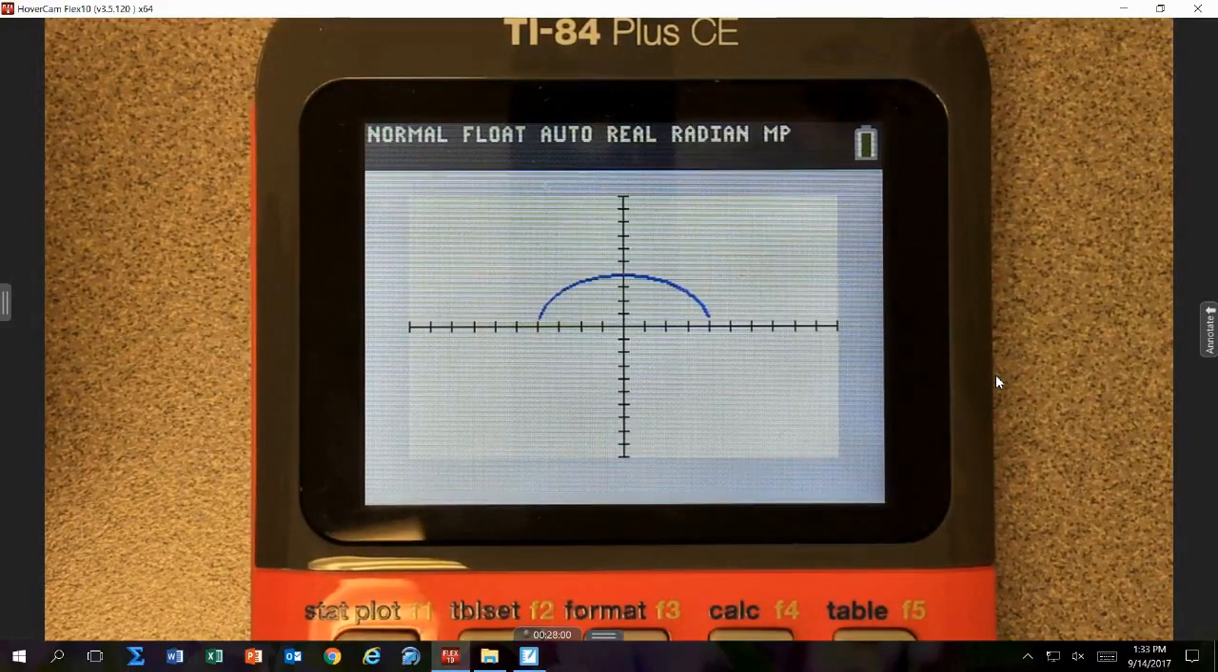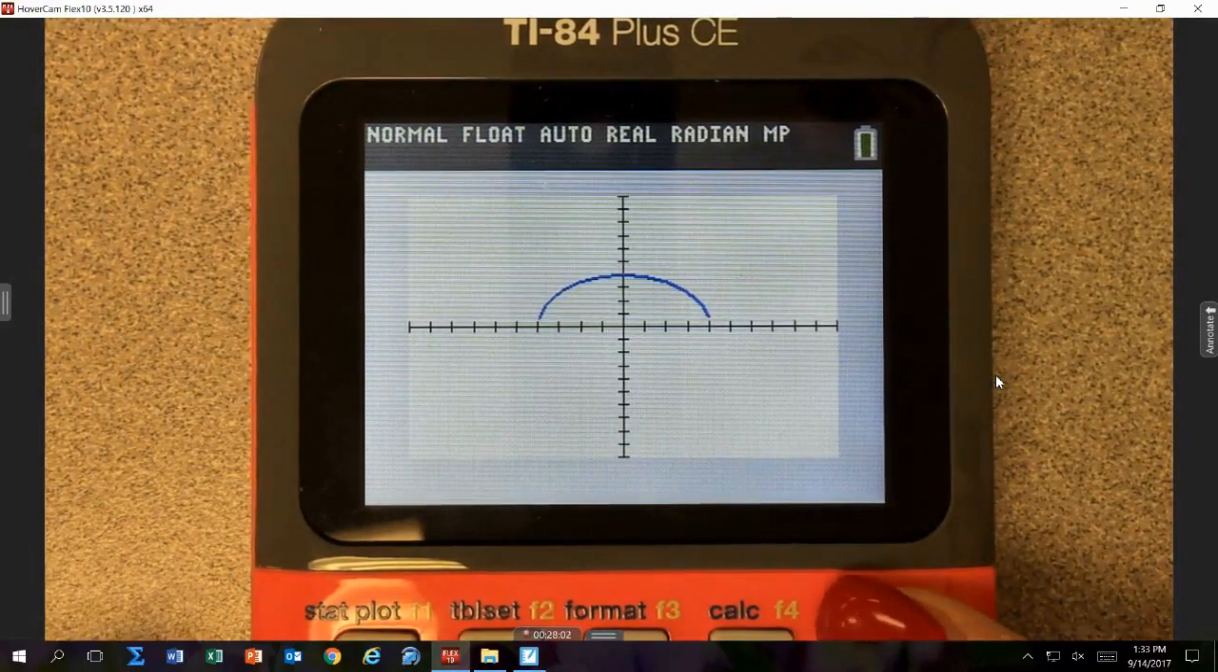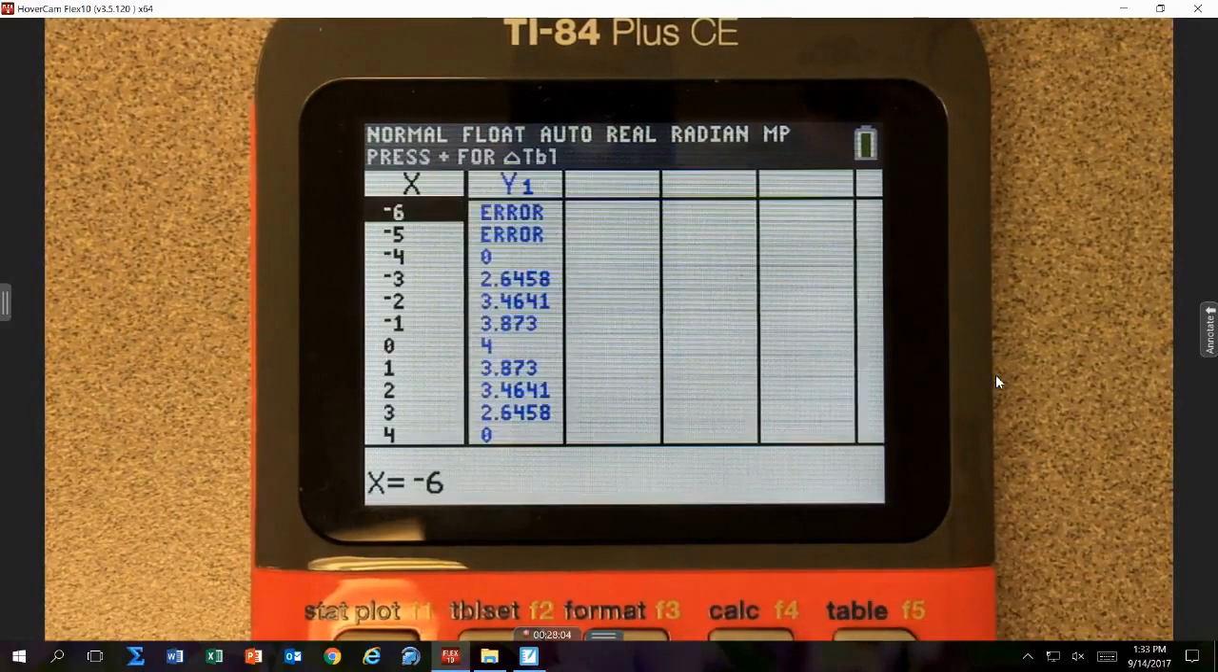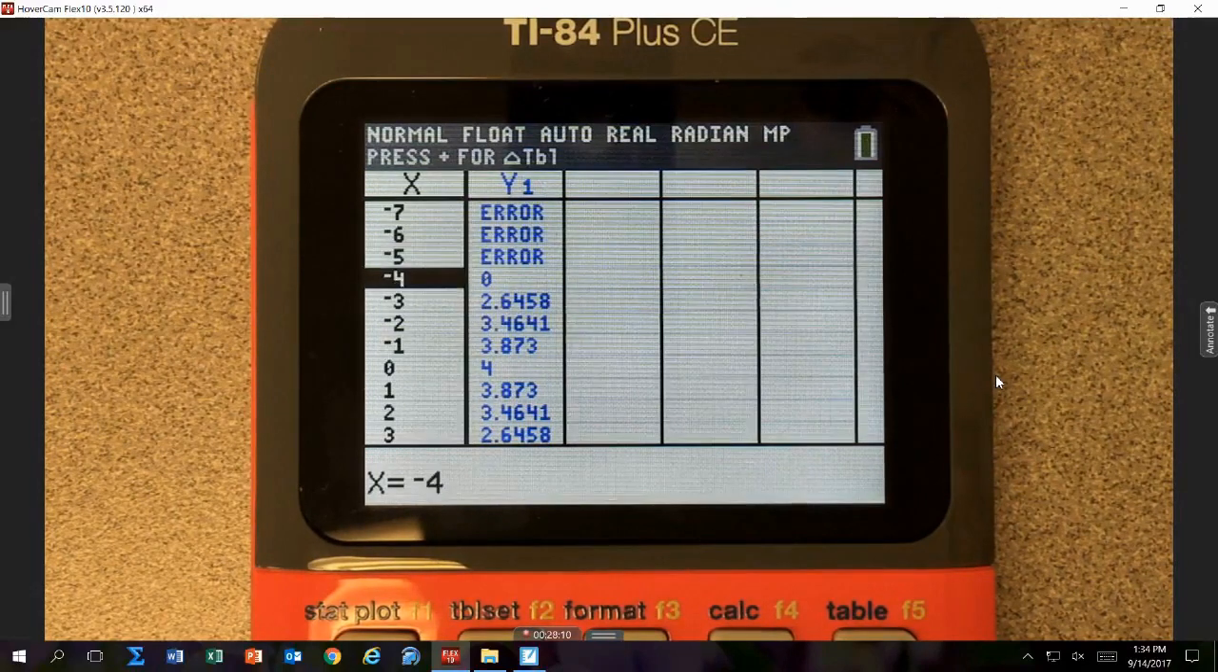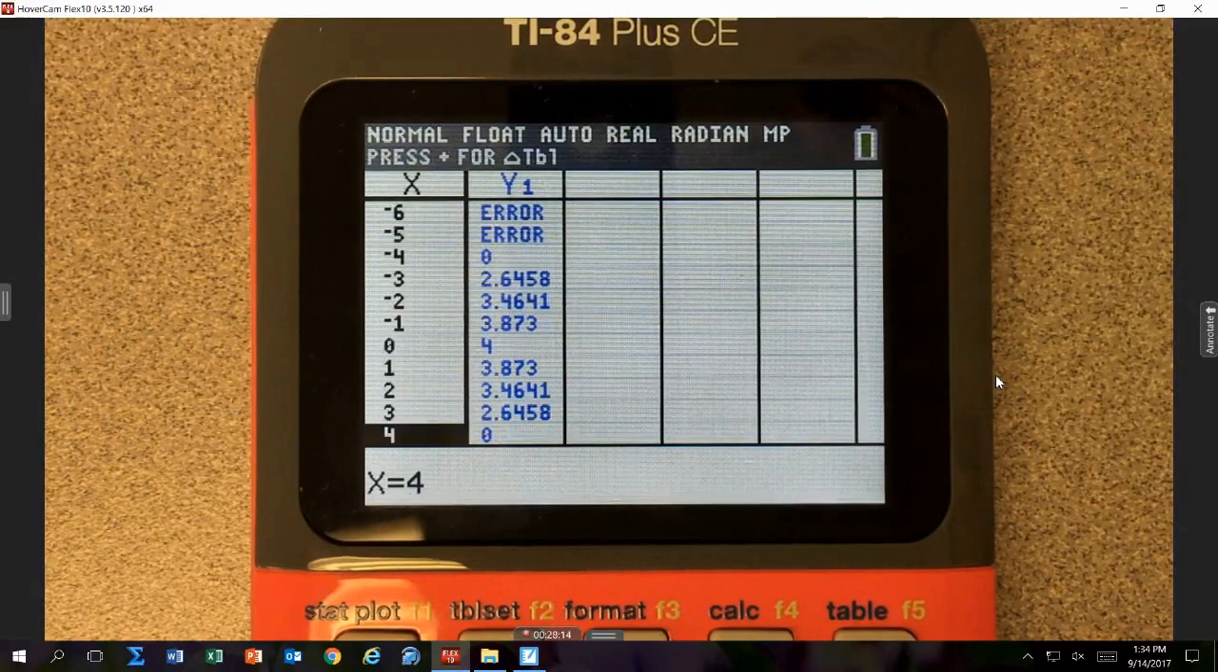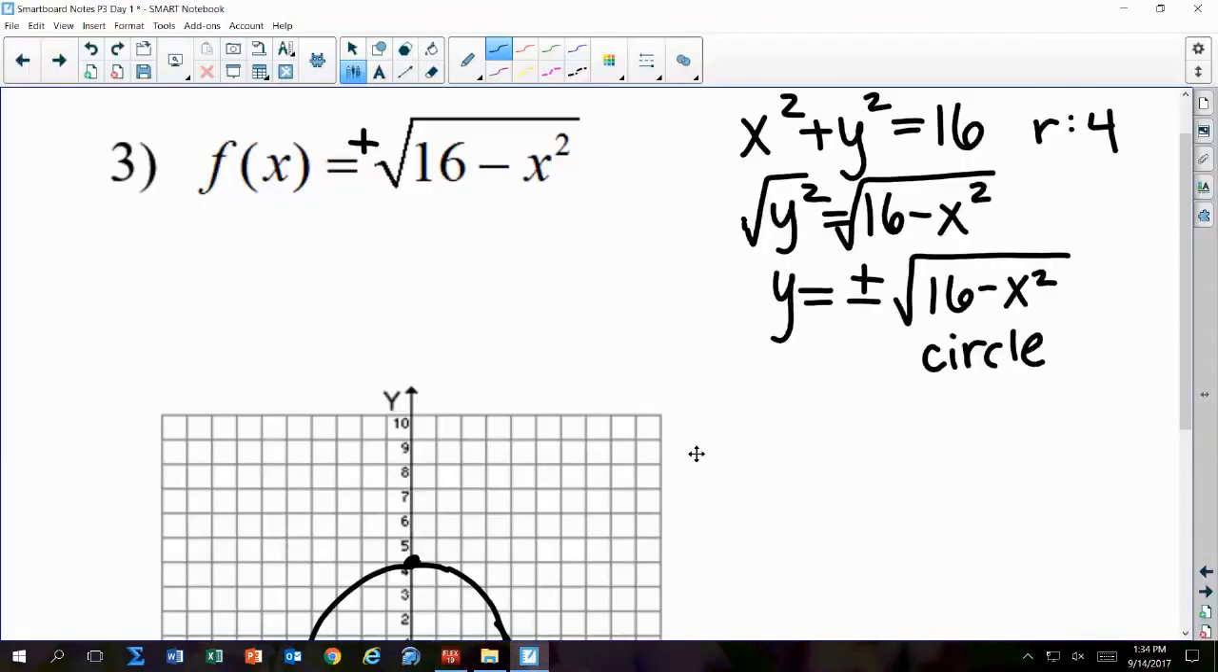Okay. If you want to pull exact points, you can go into your table, second graph or second table. You can see here is my point negative 4, 0, and there's errors beyond that. Here is my point 0, 4. And then here's my point 4, 0, and there's errors beyond that. Okay. So, good way to do that.